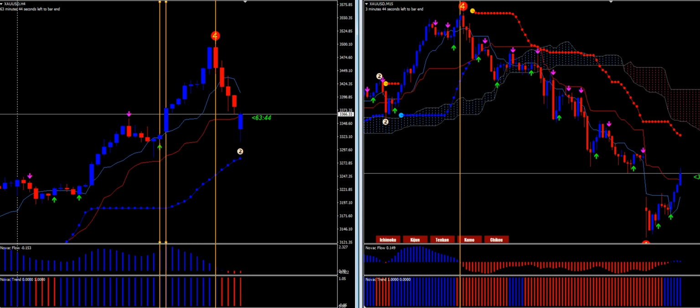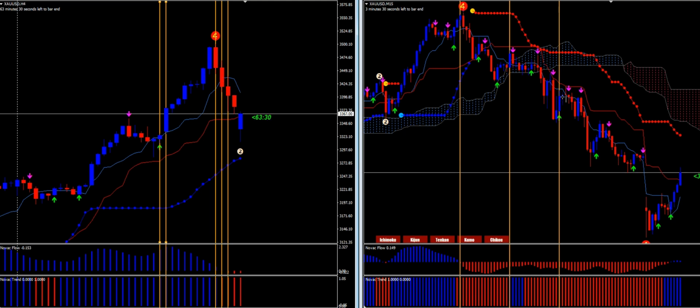So the next candle, we see that it starts to go down. But it is still above the cloud, we do not want to do a sell. So here, the next H4 over here, then we start to look for a sell.